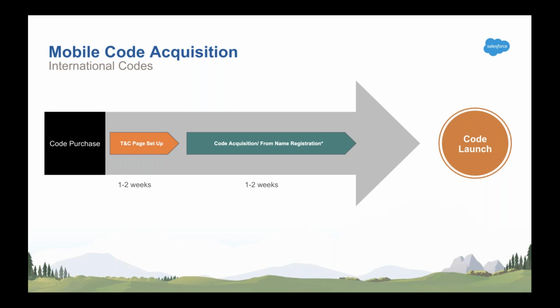primarily just because there's significantly less restrictions when you're sending outside of the US and Canada. The longest part of standing up a new code for sending here is typically the terms and conditions page setup, because that's still required in virtually every market around the world.